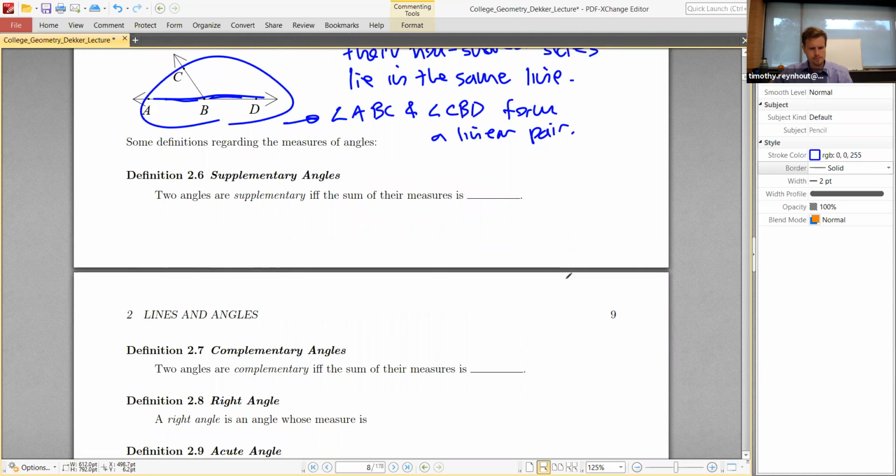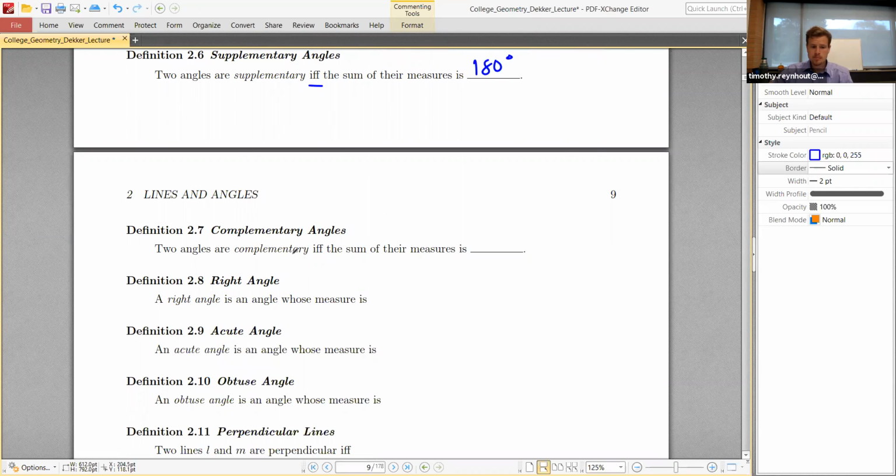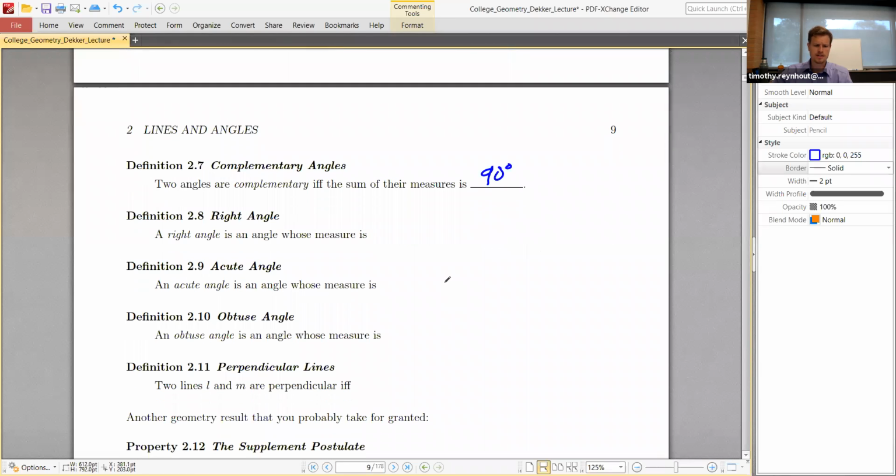All right. A few definitions then. Two angles are supplementary if and only if the sum of their measures is 180 degrees. Two angles are complementary if and only if the sum of their measures is 90 degrees. These are things that I think that you're familiar with. If you need some examples, feel free to briefly visit Khan Academy. I'm sure that they discuss these things a little bit further.